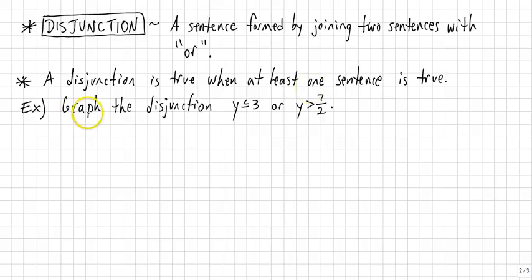So for example, if we're asked to graph the disjunction y is less than or equal to 3, or y is greater than 7 halves, well, we need a number line.